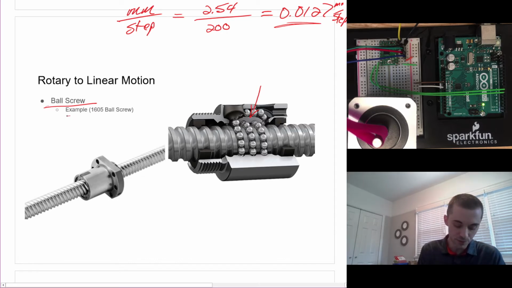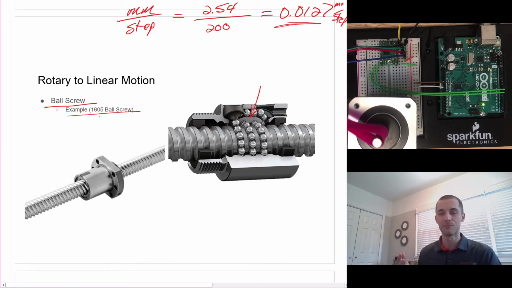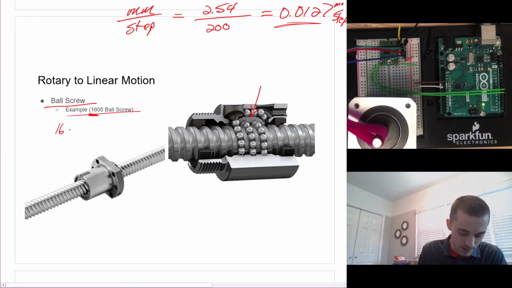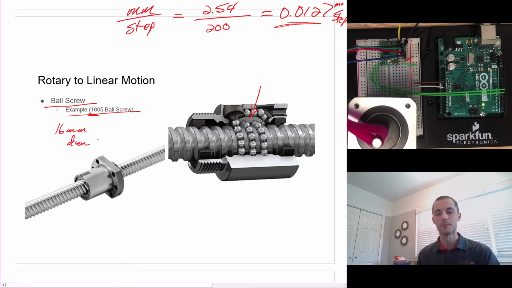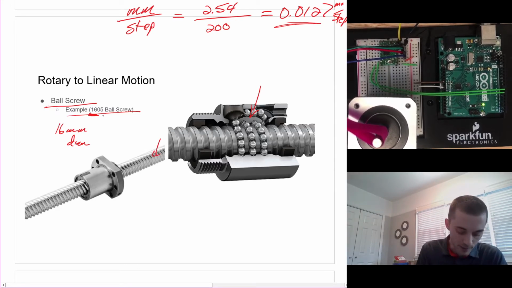So if we wanted to do another example, a 1605 ball screw: the 16 refers to the diameter. So this is a 16 millimeter diameter ball screw. That's the diameter of the screw part. And then the 05 is the distance traveled per revolution. So we have 5 millimeters per rev.